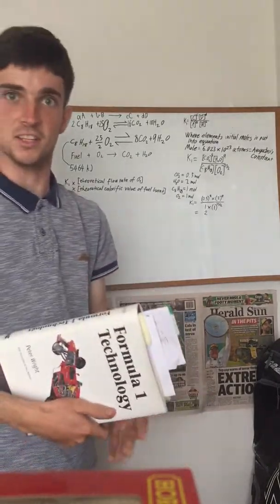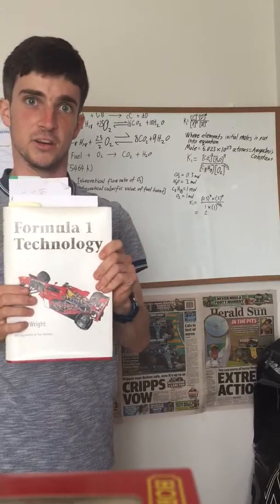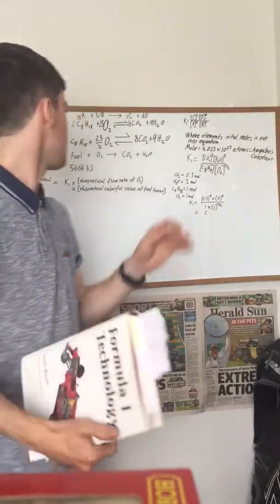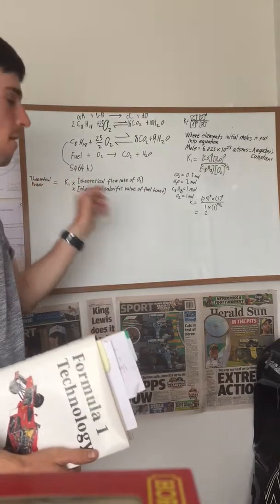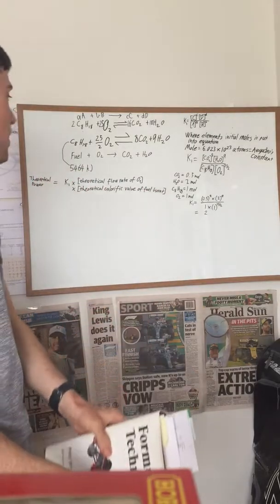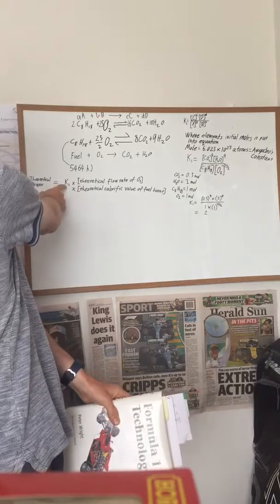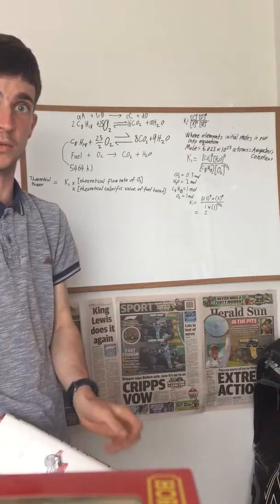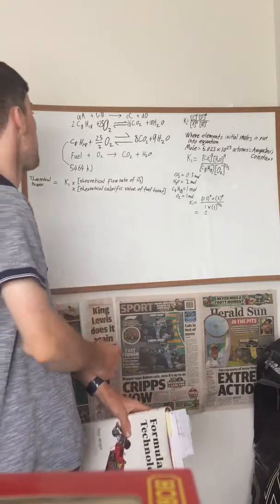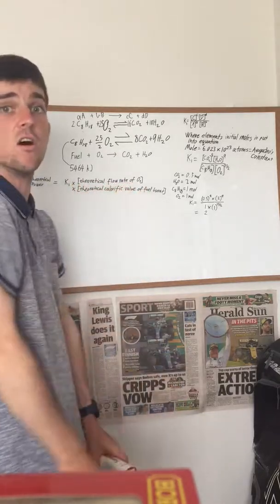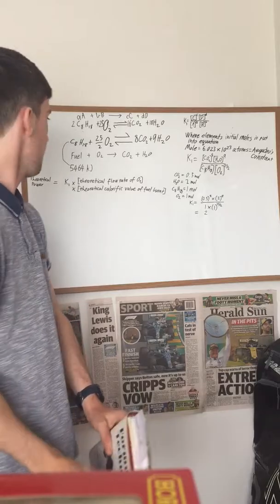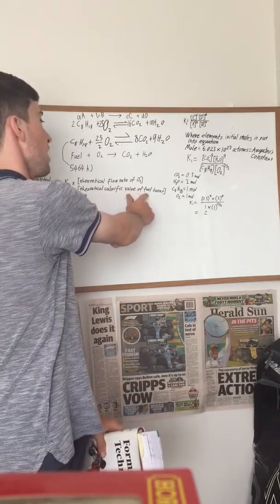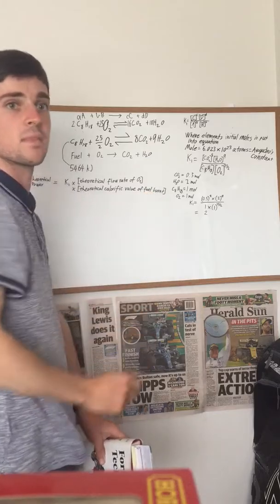So I've been reading this book called Formula One Technology, and I found this interesting insight into theoretical power. Theoretical power is the constant, K1, which I have interpreted as the equilibrium constant, multiplied by the theoretical flow rate of O2, oxygen, multiplied by the theoretical calorific value of the fuel burnt.